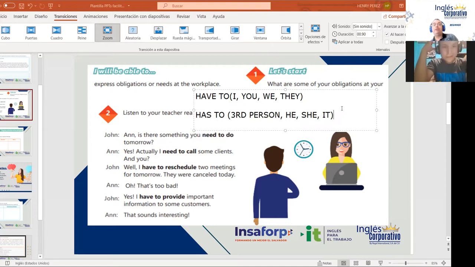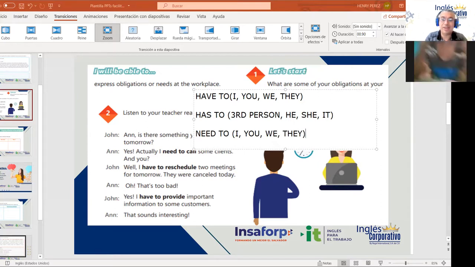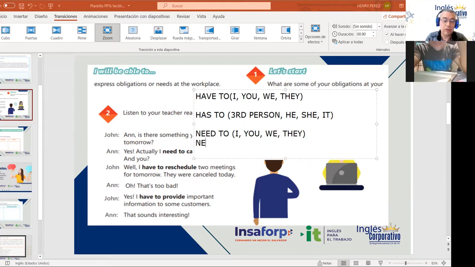Okay, so, si tú me vas a decir algo tuyo, ¿cómo me lo vas a decir? I have to. I have to. Y I need to prepare, y esta? Need to. I need to. Lo mismo con lo de arriba. I. Y para tercera persona, ¿te acuerdas cómo la puse? She needs to. Eso. She needs to. Needs to.